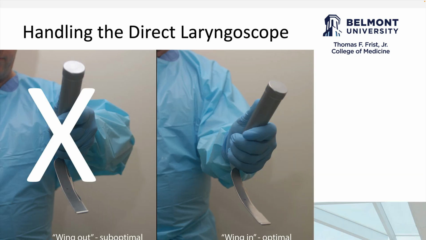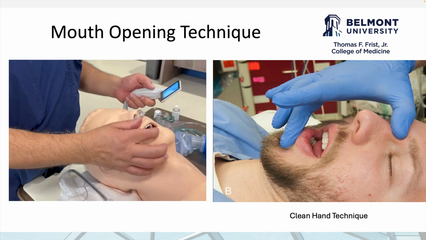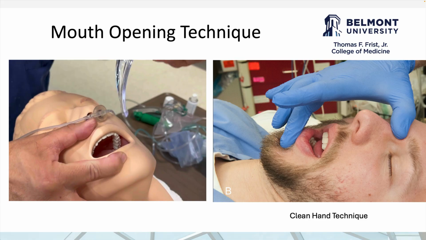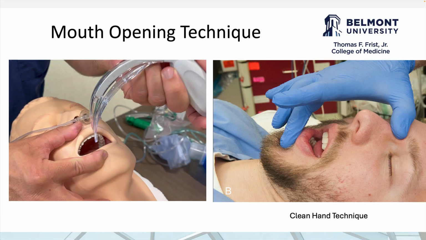Keeping your elbow tight to your thorax during laryngoscopy decreases effort and allows you to maintain glottic visualization longer if needed. The clean hand technique can be used to open the mouth to begin laryngoscopy, and it is the preferred method of mouth opening.